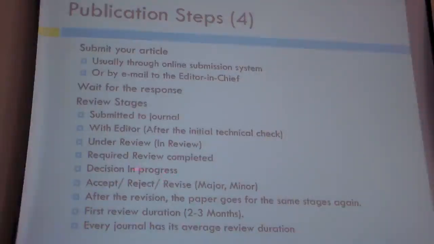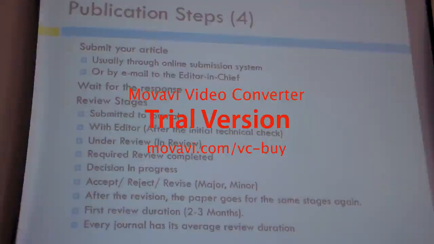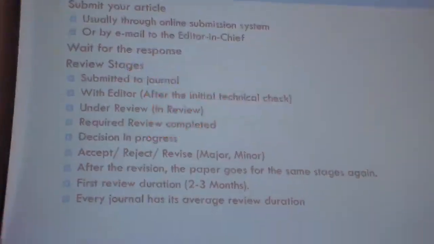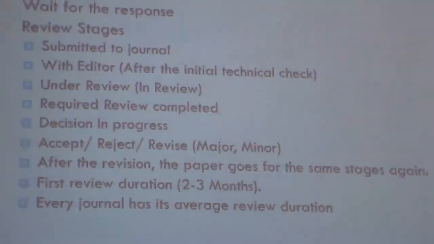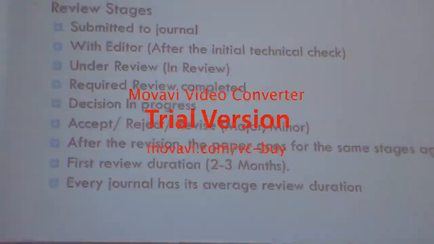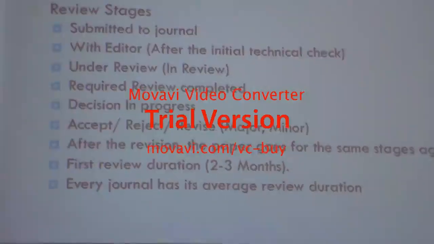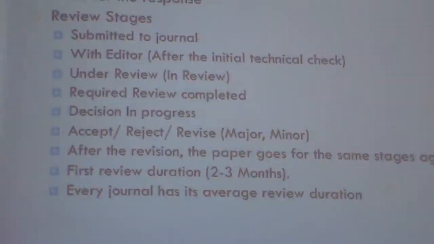And usually it happens by the weekends, because editors have a lot of work, and this is just extra work for them. So when they find free time by the weekend, they will decide based on the reviewers. And then after decision in progress, you will receive a message, either accept, reject, or revise, maybe major or minor revision. After the revision, the paper goes through the same stage again.